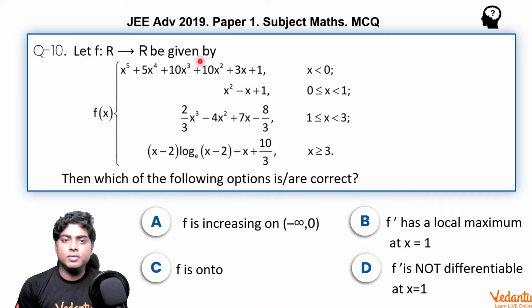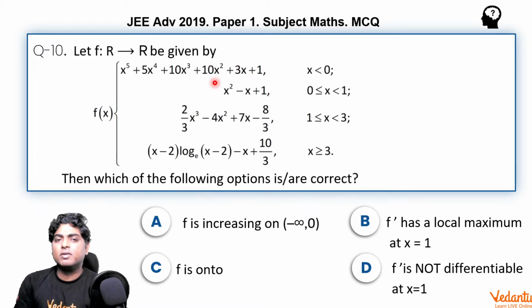Let f: R to R be given by f(x) is equal to x raised to the power 5 plus 5x raised to the power 4 plus 10x cube plus 10x squared plus 3x plus 1. It looks like the expansion of (x plus 1) whole raised to the power 5, isn't it? 5C1, 5C2, 10 is 5C2. But the coefficient of x is creating a problem. If it would have been 5x, then it is directly the expansion of (x plus 1) whole raised to the power 5.